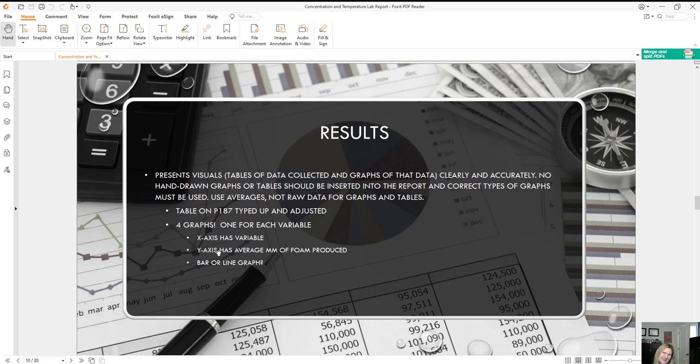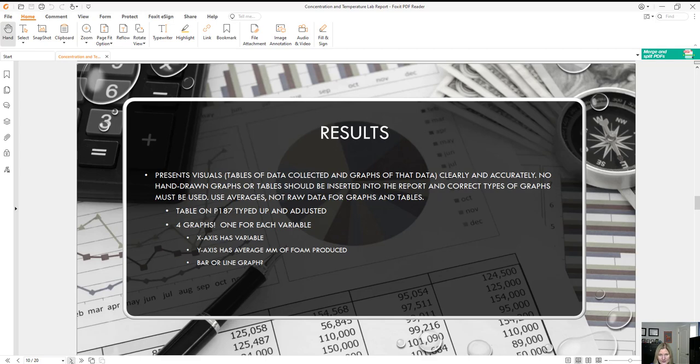Think about, is it going to be bar graphs or line graphs? You might have to go back to lab number 1, or excuse me, topic number 1 to decide, is this continuous data, is it discontinuous? Okay, and figure that out. So you'll have one table, basically this in digital form, and 4 graphs, one for each variable.